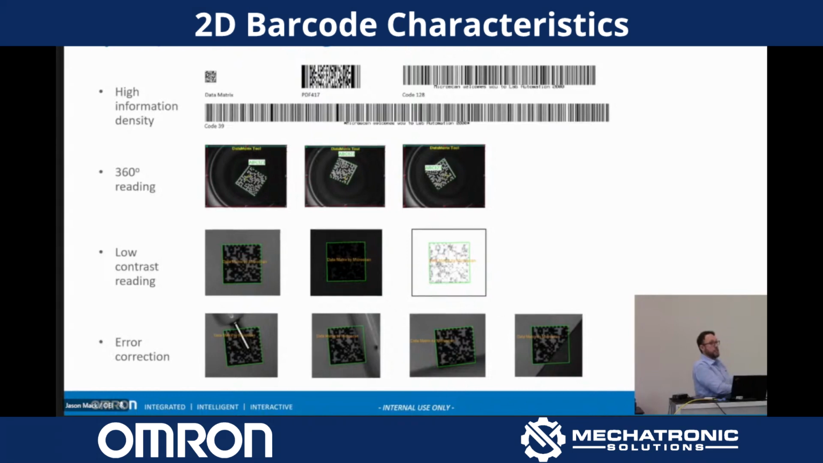All right, so that's the basics of what makes up a code. Any questions on any of that information? And now we're going to get into what makes up an imaging system in order to detect the codes.